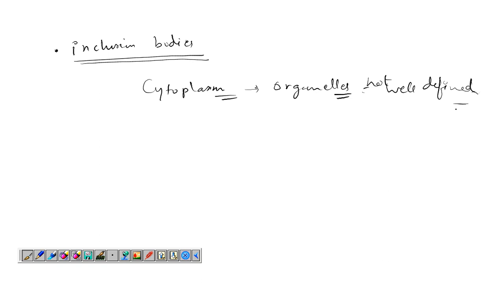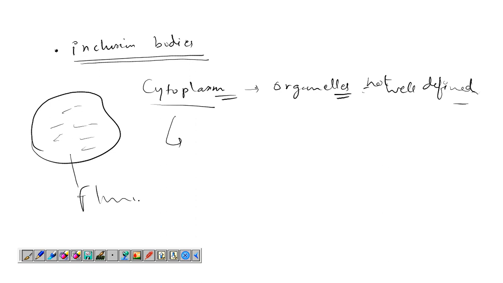No one can see them because there are functions done inside the prokaryotes as well. But because of the absence of the well-defined organelles, we simply see the cytoplasm, which is something like fluid inside the cell.